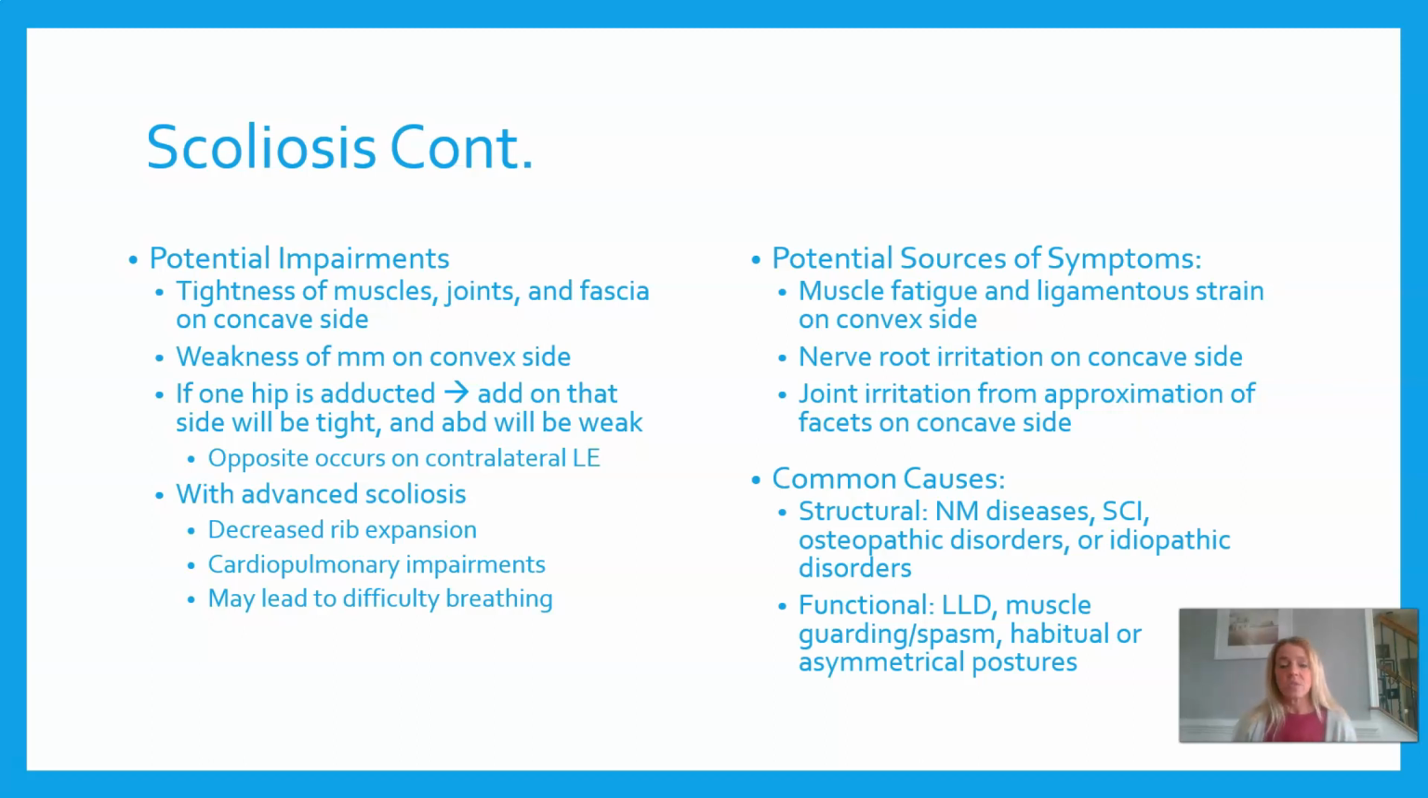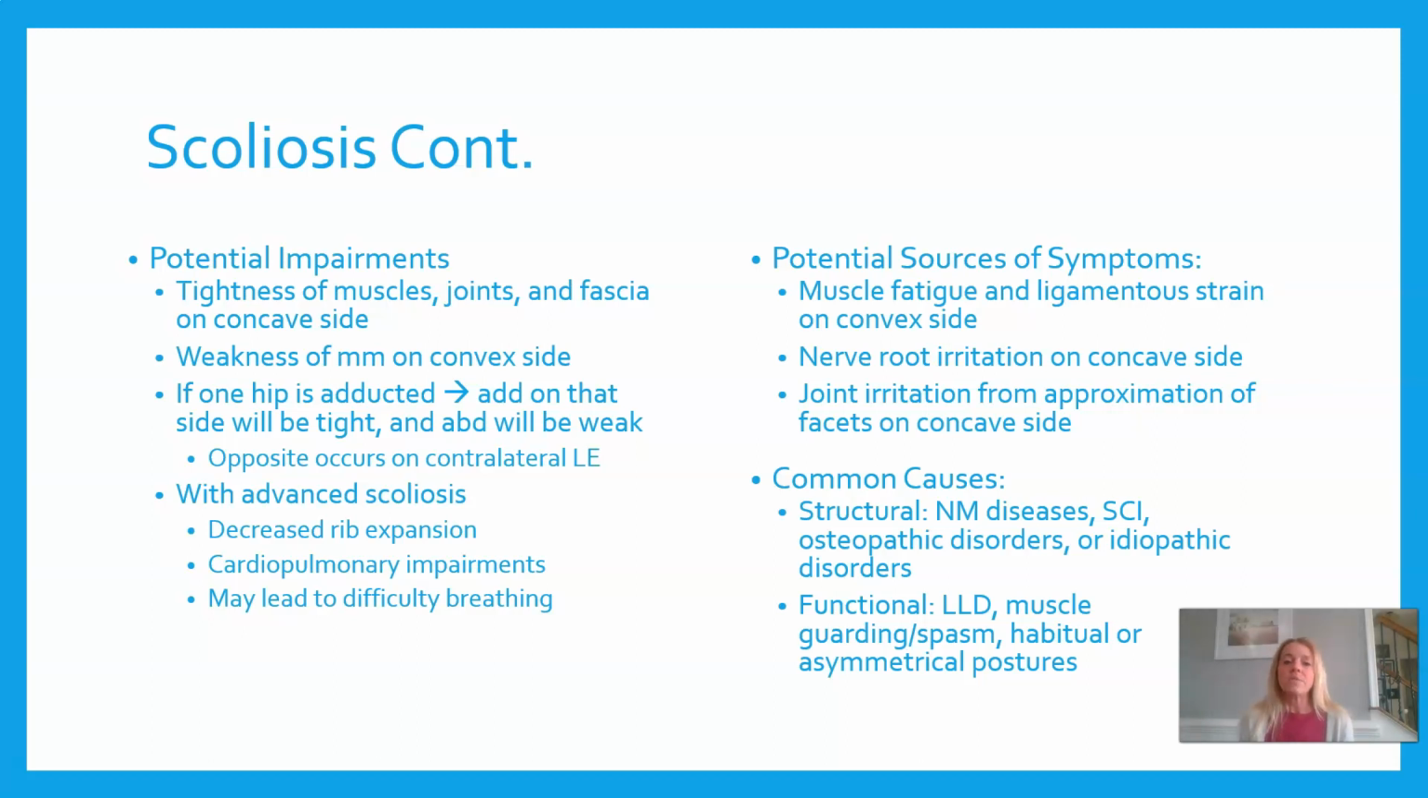With really advanced scoliosis, you can start to see decrease in rib expansion and cardiopulmonary impairments, which can actually eventually make it difficult to breathe. So when it starts impacting major functions like that, patients will often have surgery to correct their scoliosis. Potential sources of symptoms with scoliosis can be muscle fatigue and ligament strain on the convex side, nerve root irritation on the concave side where they're being kind of impinged there, and joint irritation from approximation on the concave side. Again, the facet joints are being pushed together closer on that side.